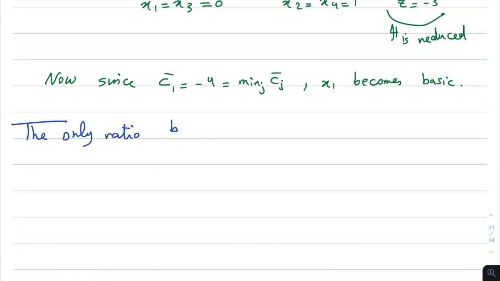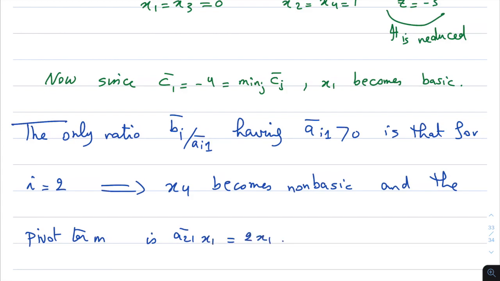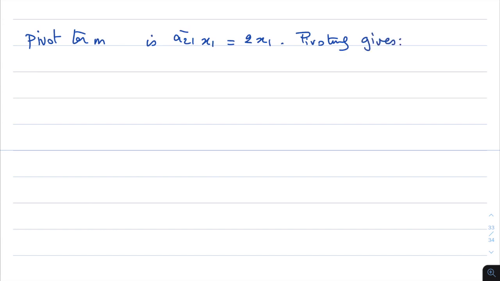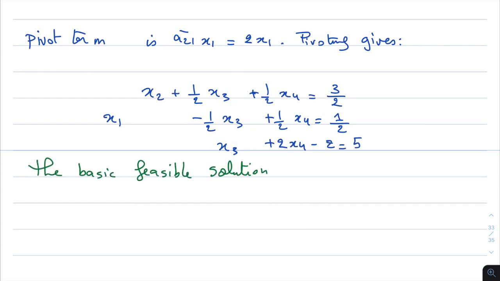The only ratio bi over ai1 having ai1 positive is for i equal 2, the second line. So x4 becomes non-basic, and pivoting, the pivot term is a21, x1. Pivoting gives these equations. So the basic feasible solution, as you will see, is x1 equal half, x2 equal 3 over 2, x3 equal x4 equal to 0, and z equal to minus 5.